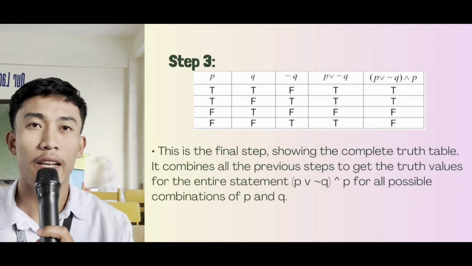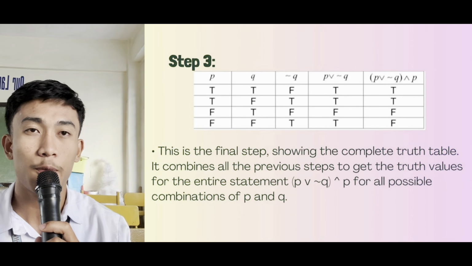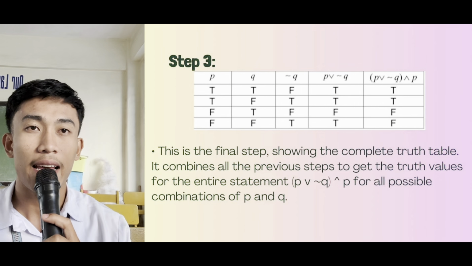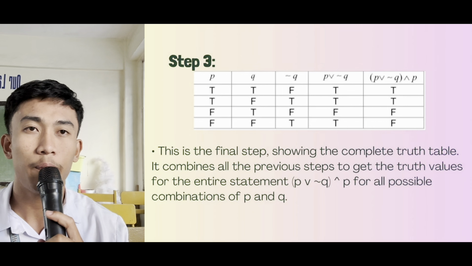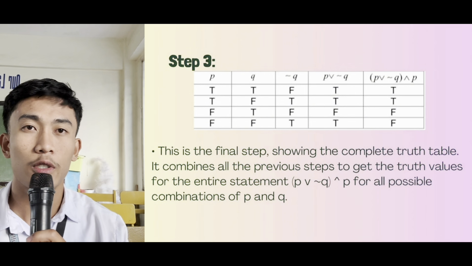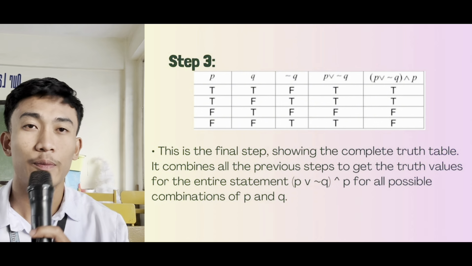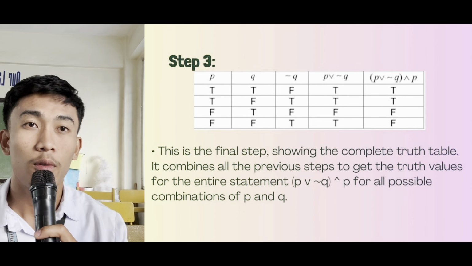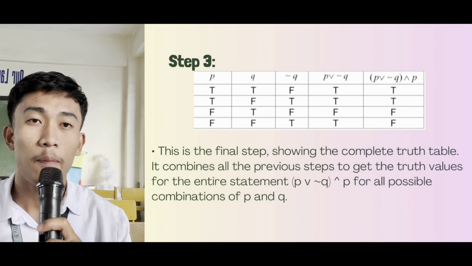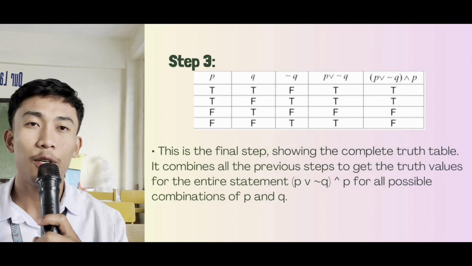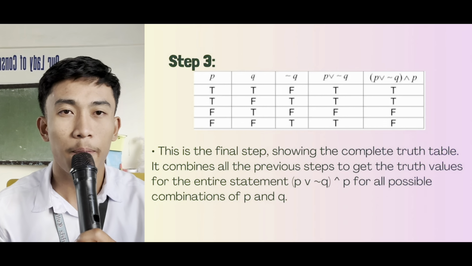Step 3 explanation. This step represents the final truth table for the logical expression (P or not Q) and P, which means P or not Q, and P. The table shows all possible truth values for the variables P and Q, and it breaks down how the full expression is evaluated step by step.